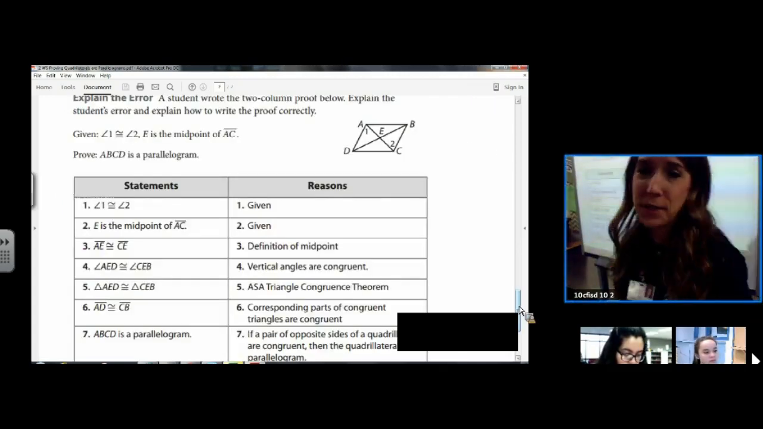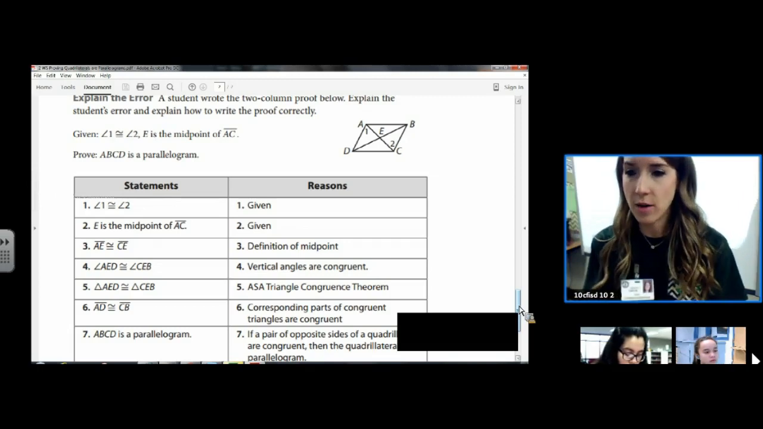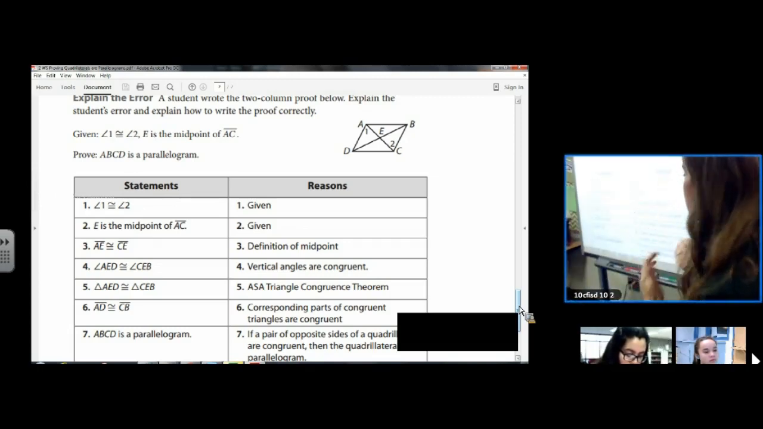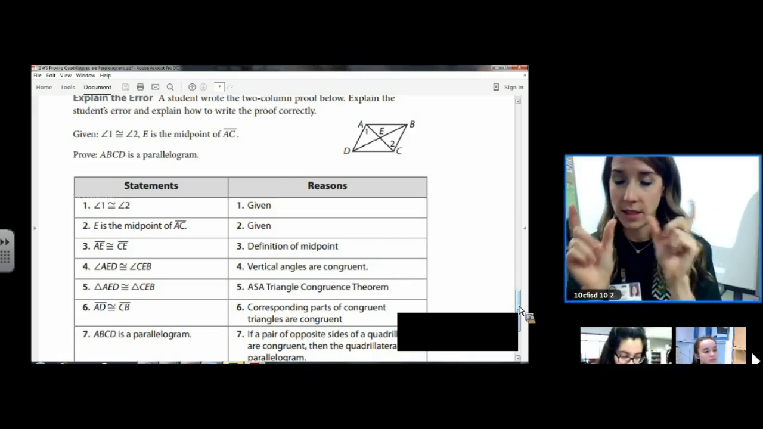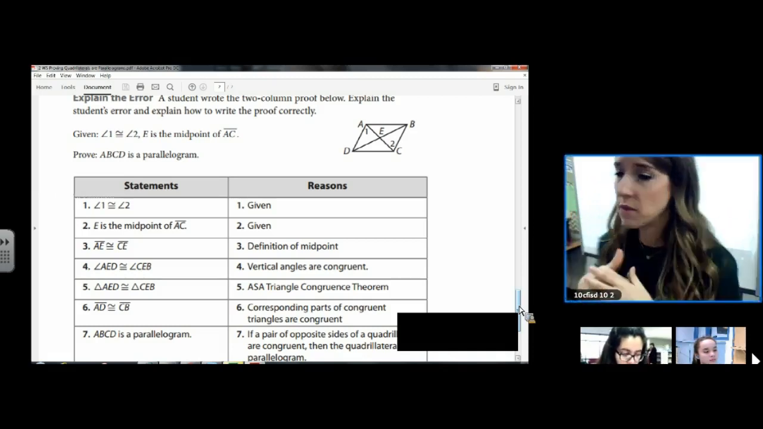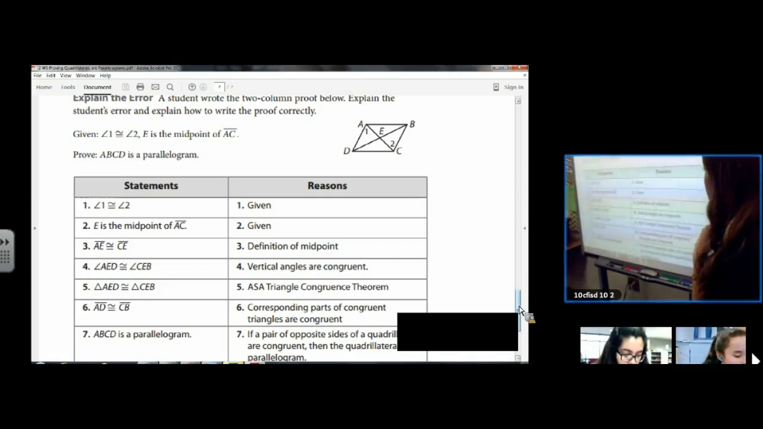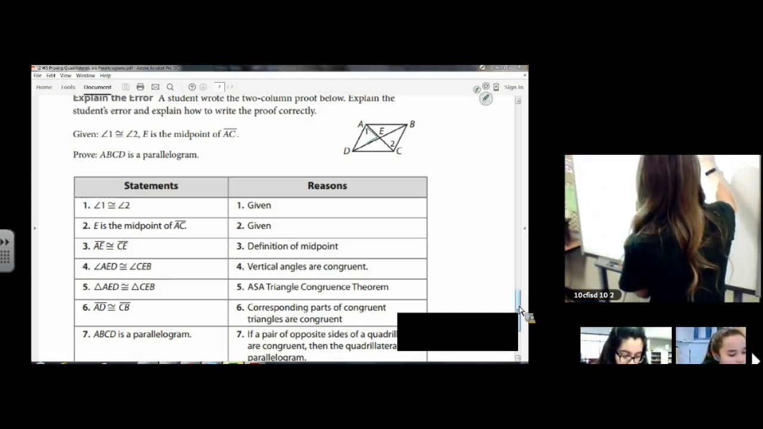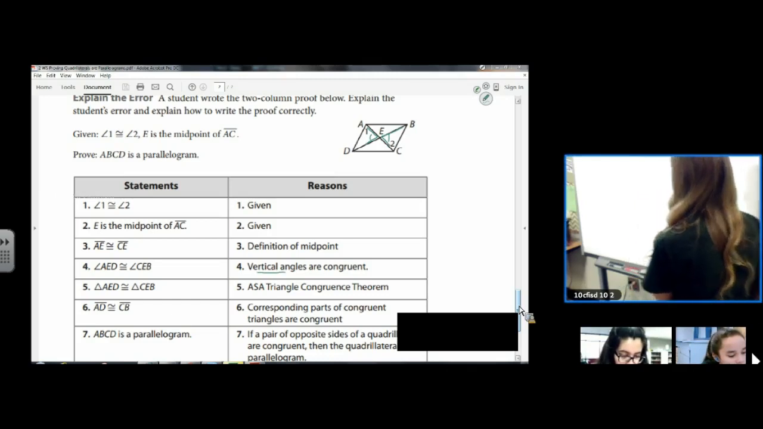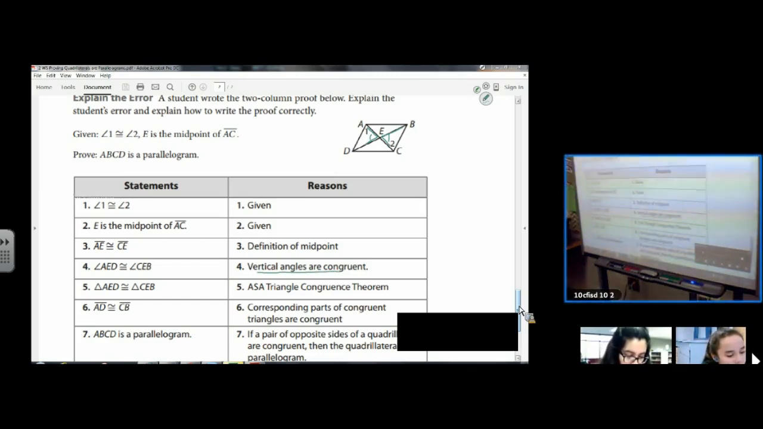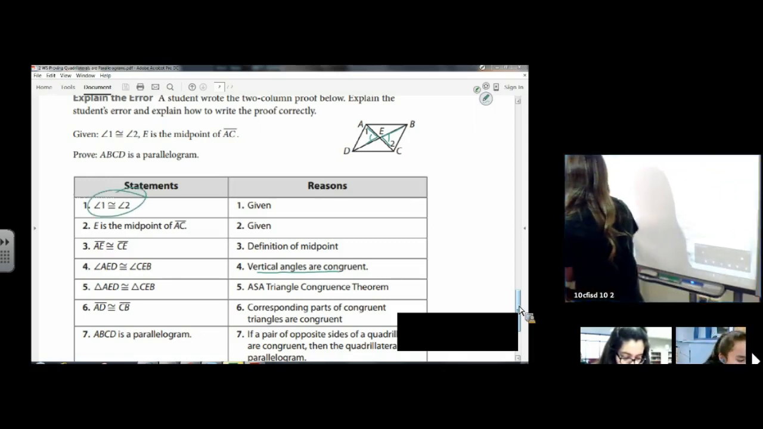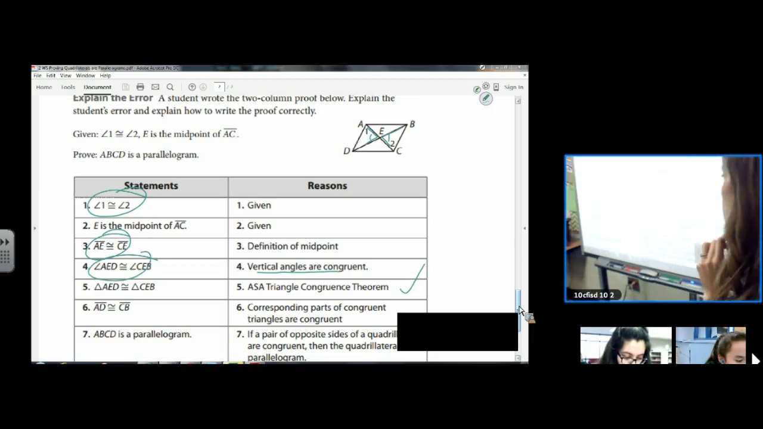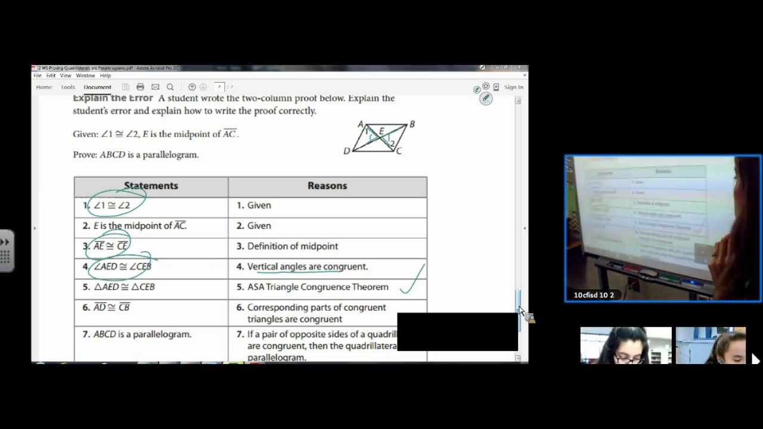19, we have to read a proof that's already written, and we have to find out where the error is. Okay, given, I can't see any errors there. You say that E is the midpoint, and then you say that the segments on either side are congruent. Definition of midpoint, looking good. AED and CEB. Okay, those are vertical angles. Vertical angles are congruent. Very good. The two triangles are congruent by angle, side, angle. Let's see. Yep, because here's our angle, here's our side, and here's our angle. So that's good. AD is congruent to CB.